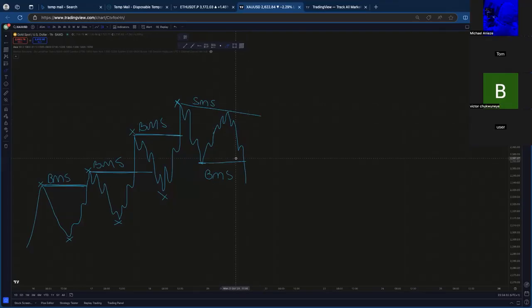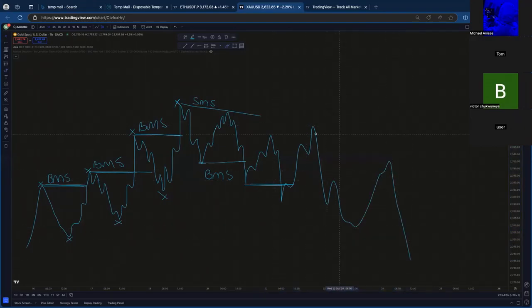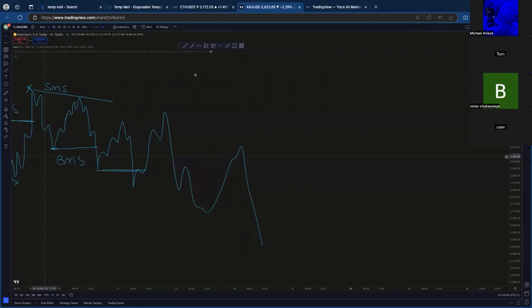Now, what is our confirmation? Our confirmation would be what? A second break of structure right here to confirm what? That okay, this has switched from what? Bullish to bearish, right? Bullish to bearish. And once price is bearish, we can as well get what? Shift in market structure, right?